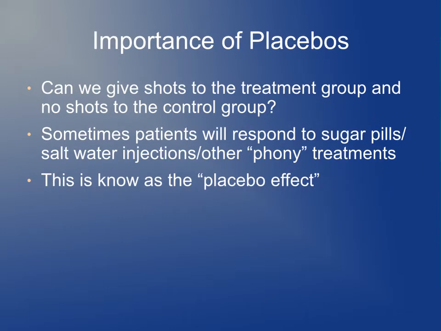Next important principle of experimental design is the use of placebos. You might think, okay, we'll give shots to the treatment group and we won't do anything at all to the control group, and we'll compare the two. Well, as it turns out, that's a bad design as well, because one of the really fascinating things about human nature is that sometimes patients will respond to sugar pills or saltwater injections or other phony treatments in something that's known as the placebo effect.